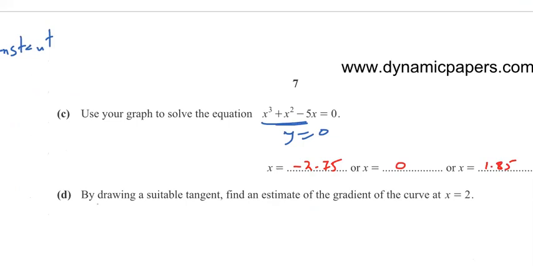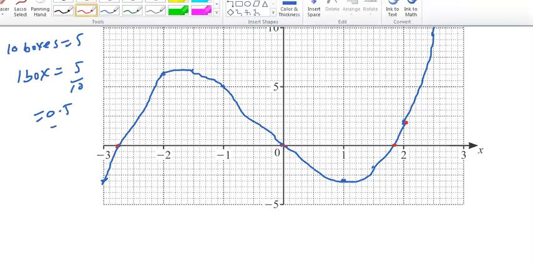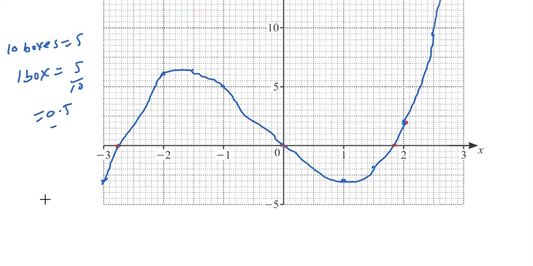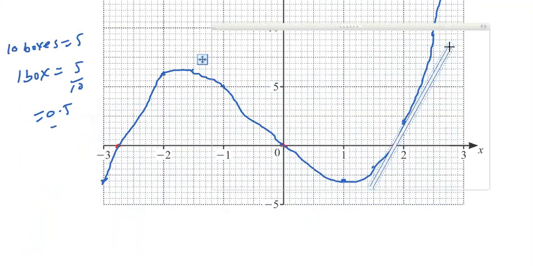The next is, by drawing a suitable tangent, find an estimate of the gradient of the curve at x equals 2. This point is x equals 2. At x equals 2, you have to draw a suitable tangent. Tangent means the line that touches the graph at one point only. So approximately, I draw that one.